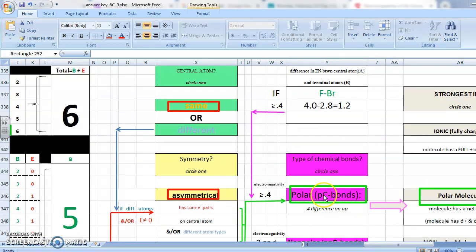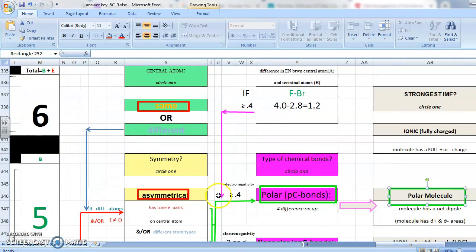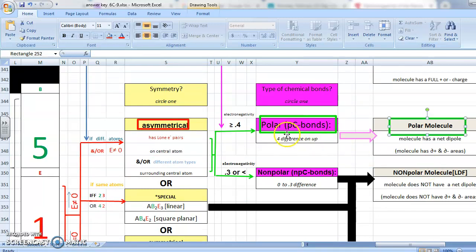So the fact that we know there's polar bonds here, the difference is 1.2. That's polar. 0.4 on up is polar. We've got both of the things necessary for this molecule to be polar. In order for the molecule to be considered polar, it has to be asymmetrical. It is. There's a lone pair. It has to have polar bonds. There are. So the molecule is polar. That's the only way to get to the polar molecule, is if it has polar bonds and it's asymmetrically shaped.